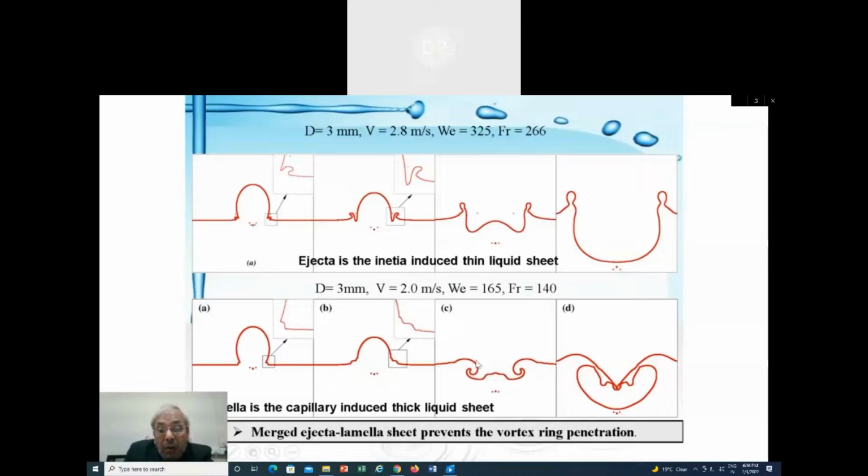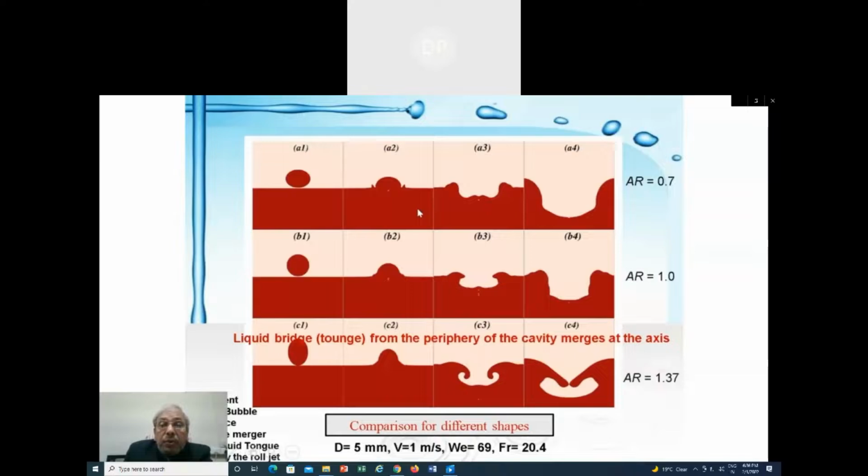Now, also, there can be formation of lamella, which is a little thicker liquid jet as compared to ejecta. Then also, large bubble entrapment does not take place. So here we have been able to show it in a more convincing way. And also the drop shape has some role in it. If the drop shape is oblate, we have expressed the aspect ratio as 0.7. That means minor axis by major axis, the shape is tending towards an ellipse, oblate shape. And you can see formation of ejecta. And finally, the cavity or the crater is created, but it is not closed.